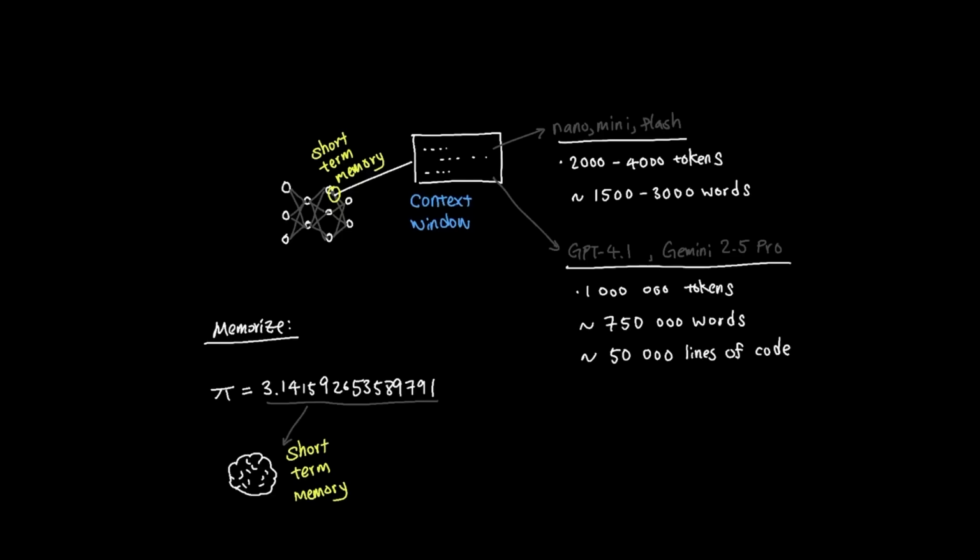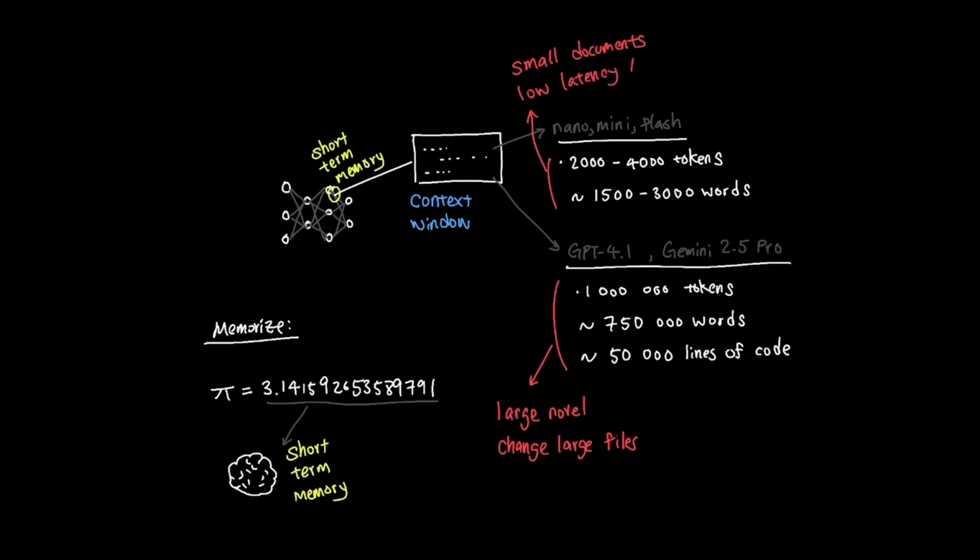So, as you can see, choosing the right model for the task can be very important. For example, if you downloaded a novel in a TXT format and you wanted to change the script, choosing a model that offers a large context window would be best. Conversely, if you are working on a small document and require very low latency, meaning faster responses, using Flash and Nano variants would be best.